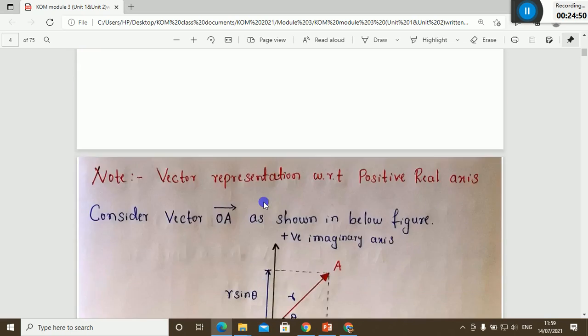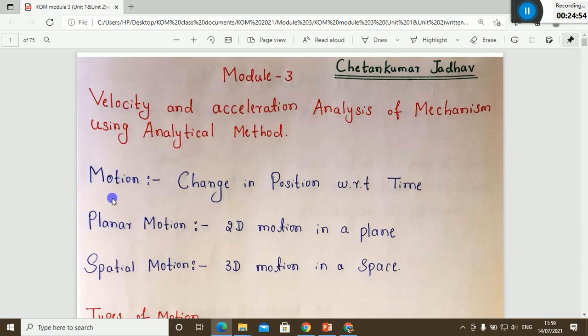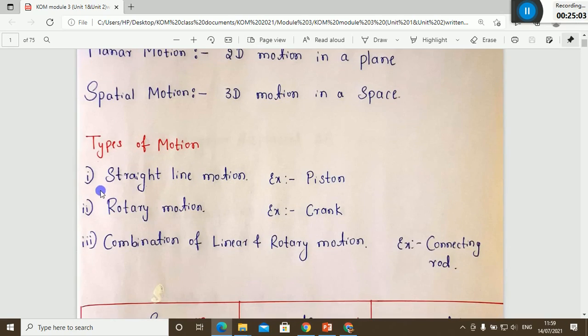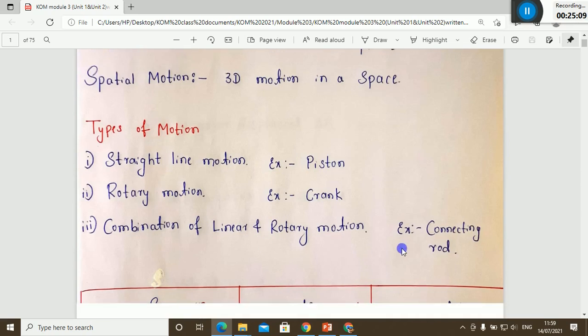Okay. So far I'll revise once again. I've discussed what is exactly a motion. There is a change in displacement or change in position. So I can call it as a displacement or the motion. The planar motion, spatial motion, straight line motion of the piston, rotary motion, that is a crank, combination of both straight line as well as rotary, that is connecting rod.